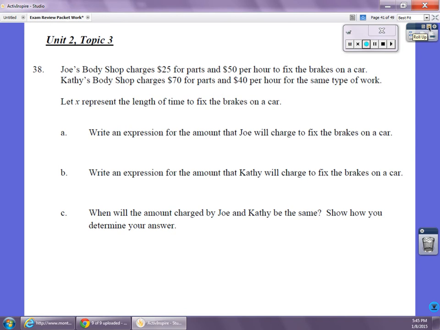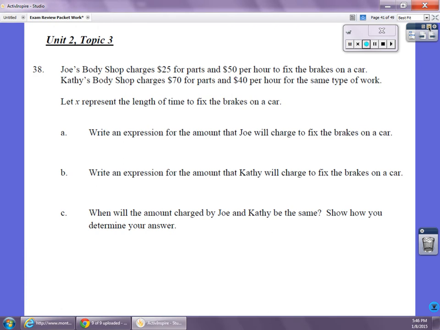Joe's Body Shop charges $25 for parts and $50 per hour to fix the brakes on a car. Kathy's Body Shop charges $70 for parts and $40 per hour for the same type of work. Let X represent the length of time to fix the brakes on a car. Part A. Write an expression for the amount that Joe will charge to fix a brake.